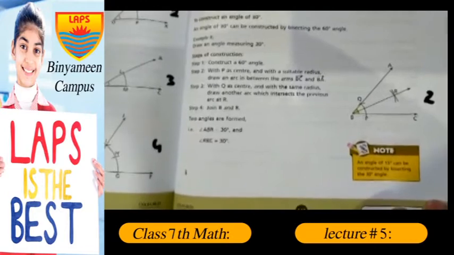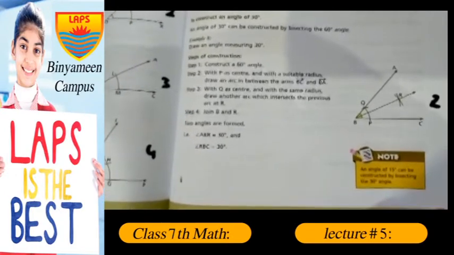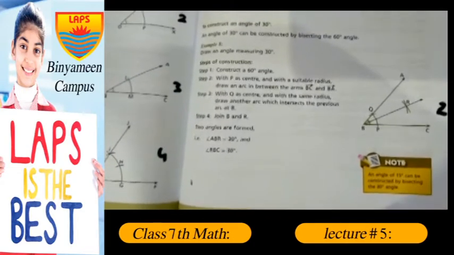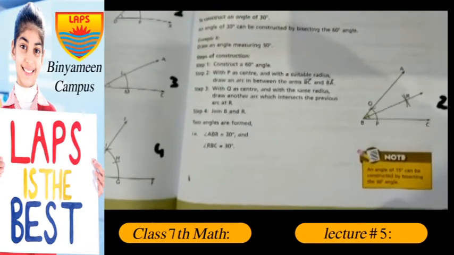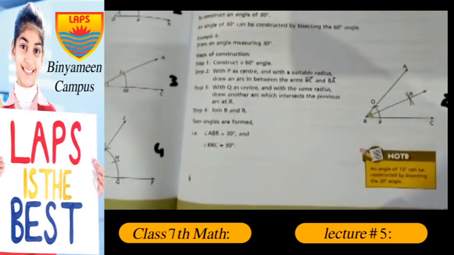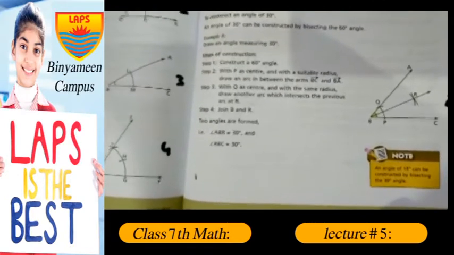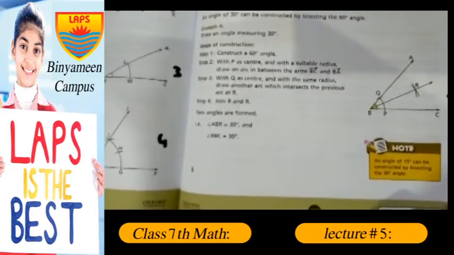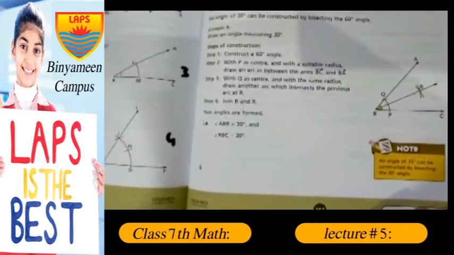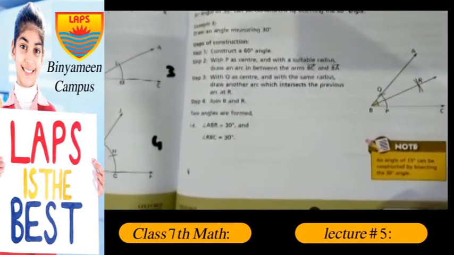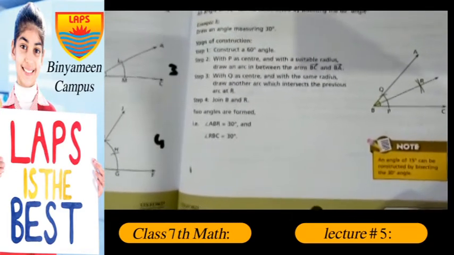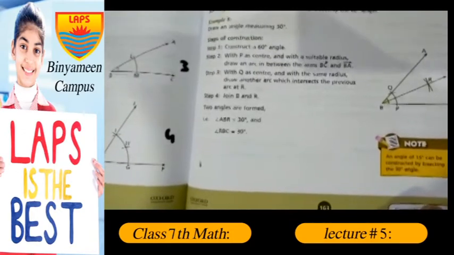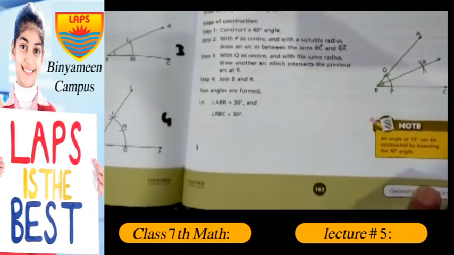Step 2, with P as a center and with a suitable radius, draw an arc in between the arms BC and BA. Step 3, with Q as a center and with the same radius, draw another arc which intersects the previous one at R. Step 4, join B and R. Two angles are formed. Angle ABR is equal to 30 degrees and angle RBC is equal to 30 degrees.